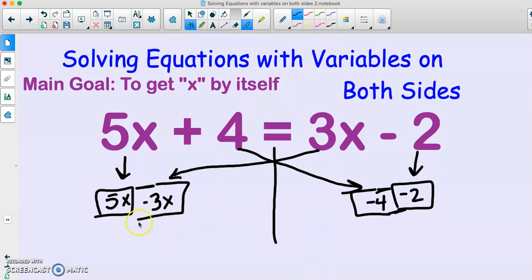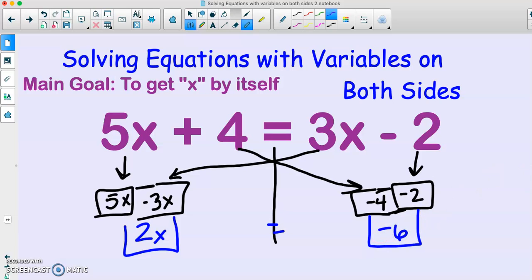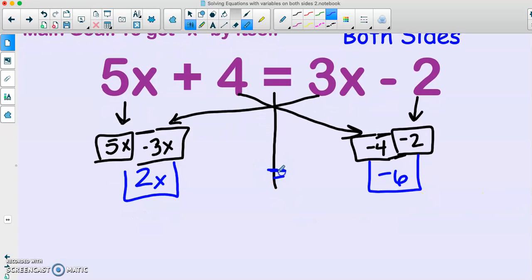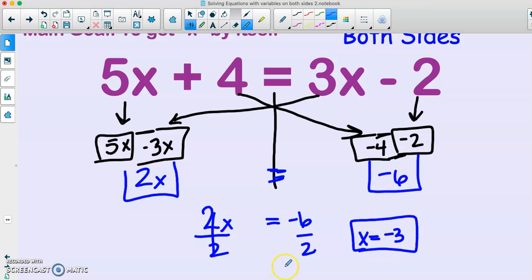Now let's combine like terms. When we have 5x and -3x, we're going to have 2x in this box. Then we have a -4 and a -2. Combine like terms, that's going to be a -6. Hey, what do you know? Now we just have a one-step equation. 2x equals -6. We're really good at solving these one steps. We're just going to divide by 2 on both sides. So x equals -3. Very good.